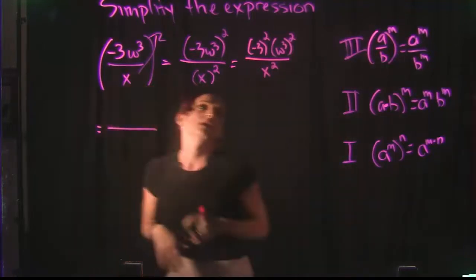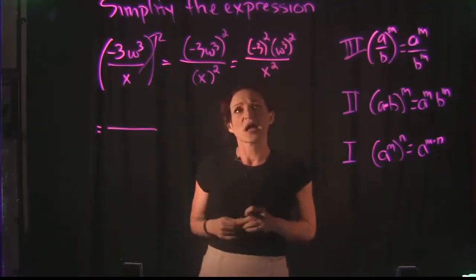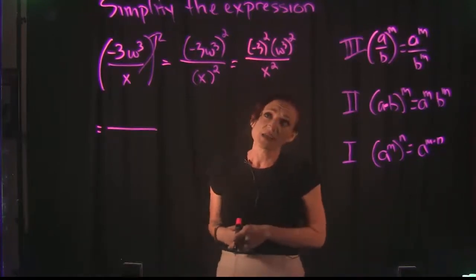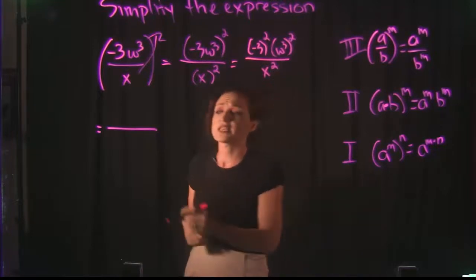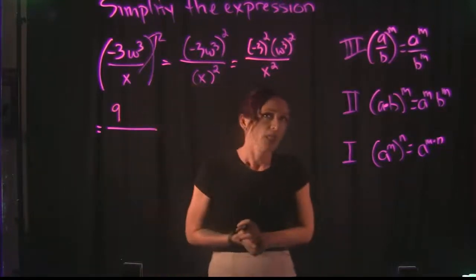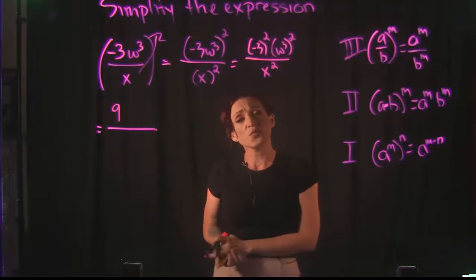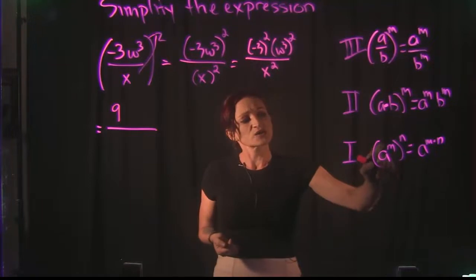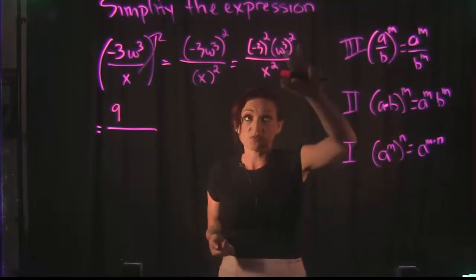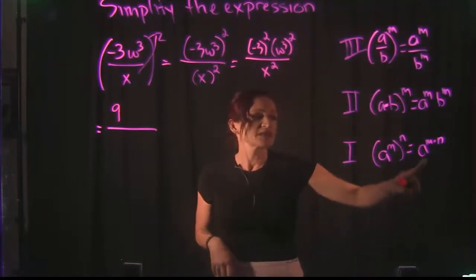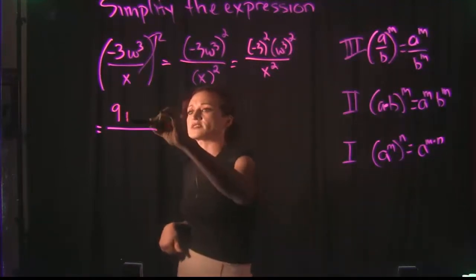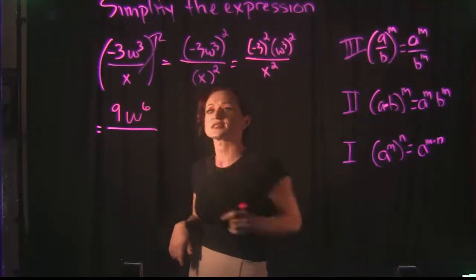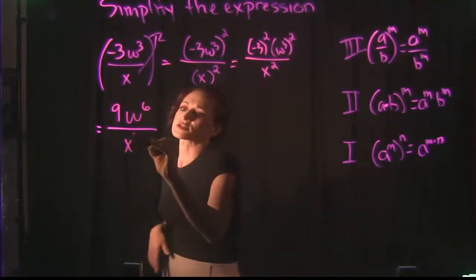Now, taking a look at the numerator, the first thing we have is negative 3 squared. Negative 3 squared, we can take care of that. Negative 3 squared means negative 3 times negative 3, which is a positive 9. Then we have w cubed raised to the second. That is power rule 1 that says when we have a base raised to a power, then raised to a power, a double exponent here, you keep that same base and multiply those exponents. So we keep that w and we do 3 times 2, which is 6, over x squared.